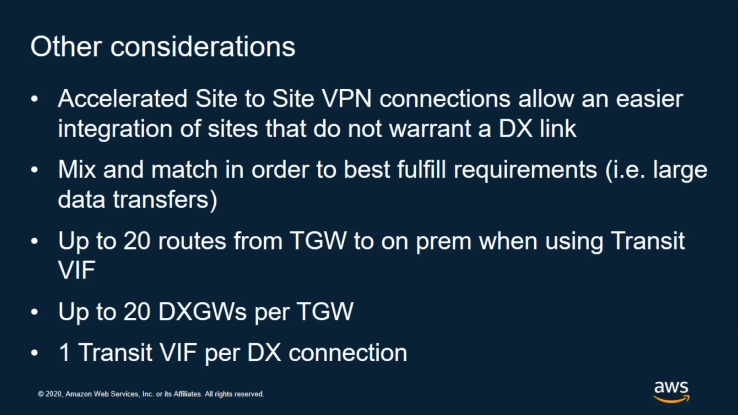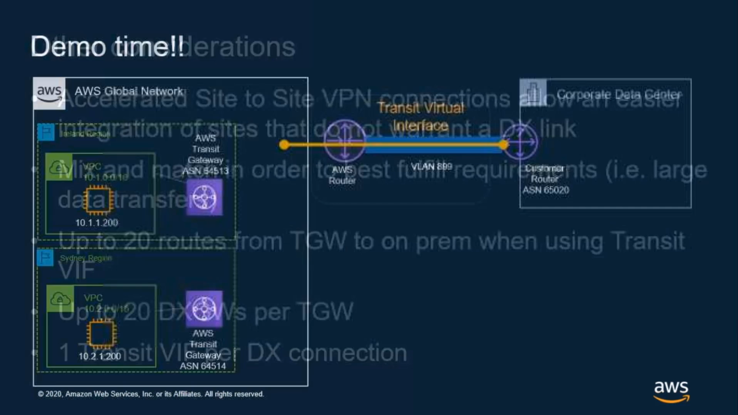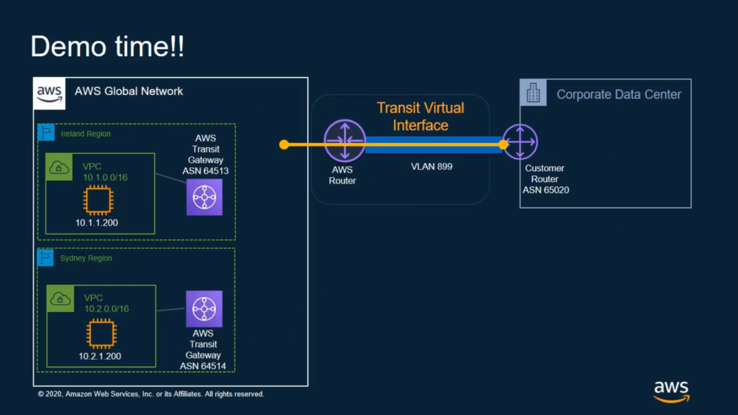And we also have a maximum of 1 transit virtual interface per Direct Connect connection, and that means that if you have a Direct Connect connection, you can only be connecting to one Direct Connect gateway, which on its own will be able to connect to 3 transit gateways. So it's time to move on to the demo, and this is what we're going to do.